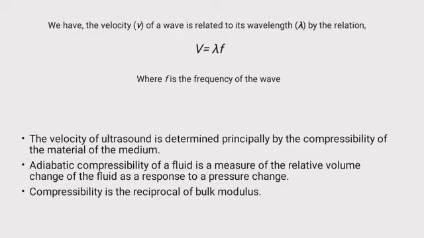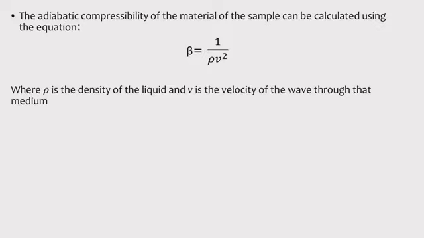The adiabatic compressibility can be calculated using this equation, where the compressibility is denoted as β, and β = 1/(ρv²), where ρ is the density of the liquid and v is the velocity of the wave passing through that medium. So now we are done with the equations and the theory of how the ultrasonic wave is produced and how to calculate the velocity in a given medium.